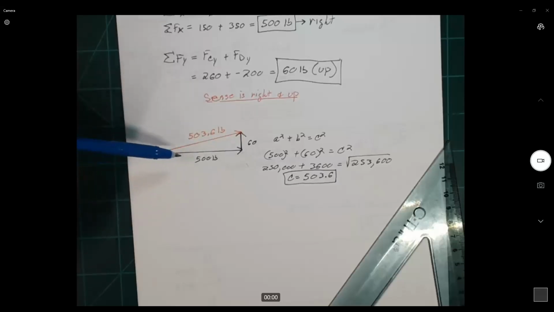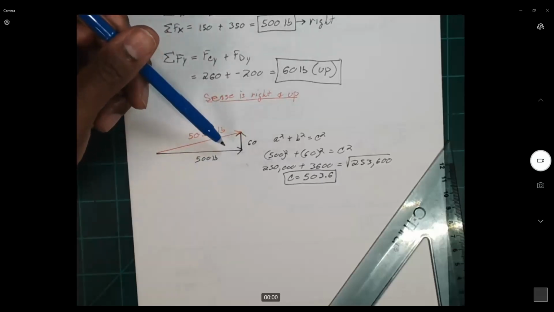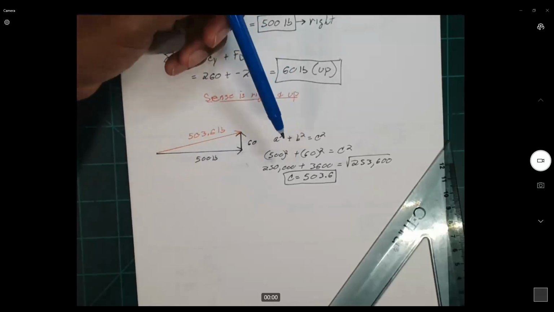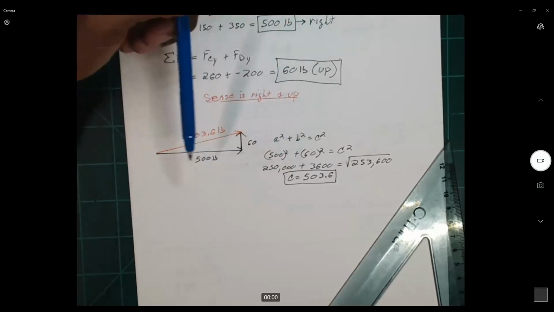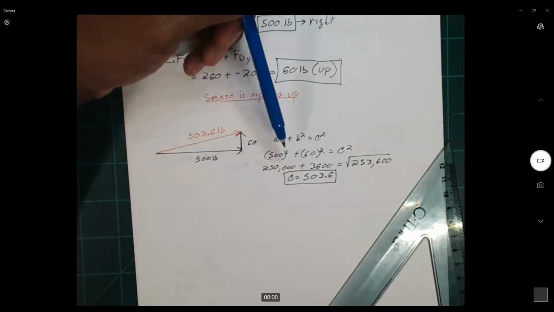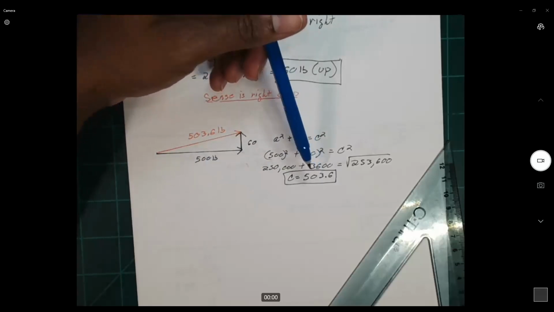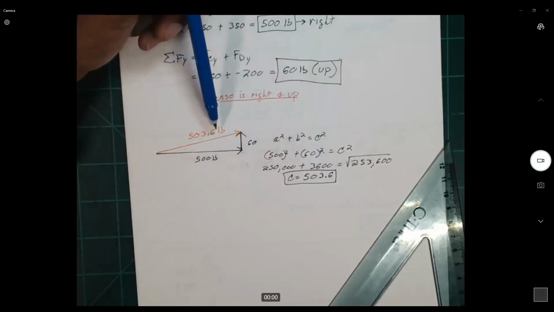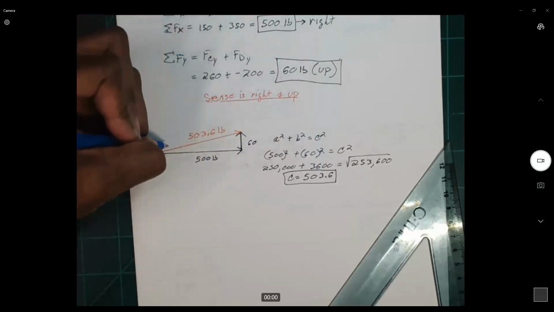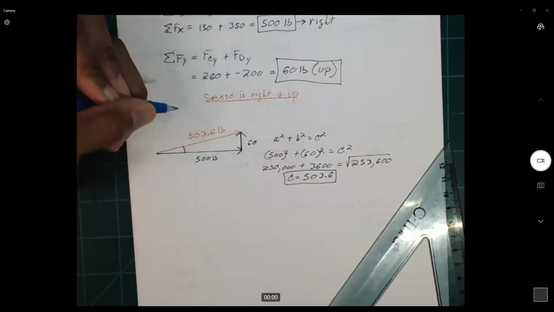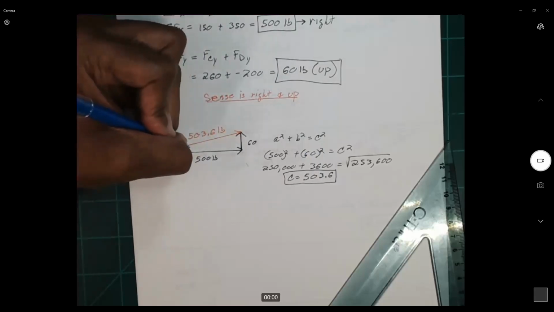Okay, so now that we have the components, I'm sorry, I had to take a break. So now that we have the values for our components of our resultant, now we use the Pythagorean theorem to find the magnitude of our resultant force. And given our math, the magnitude of our resultant force is 503.6 pounds. Now that we have the values of all of our sides, our last step is determining the angle.